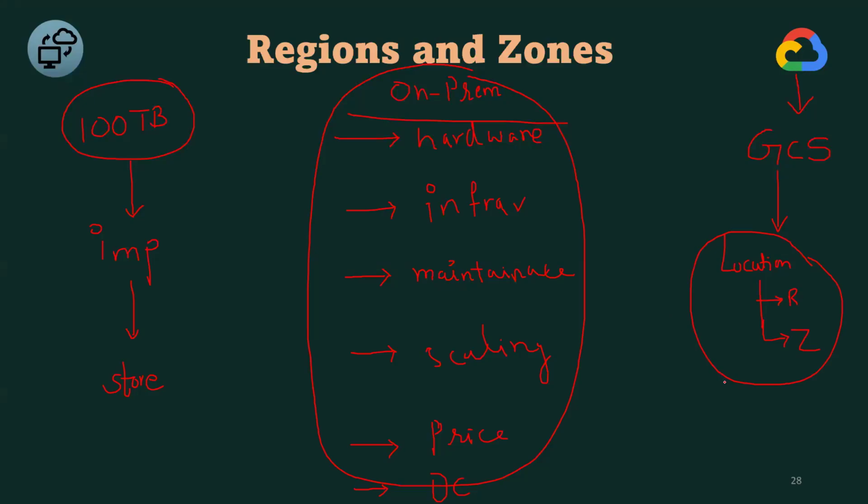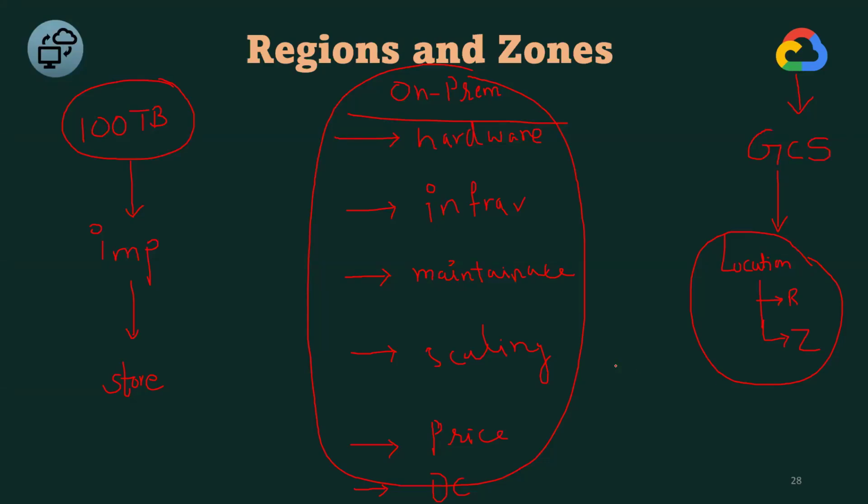Whatever the zone you are selecting, for example, you selected Europe West 2A as a zone, that means your 100 terabytes of the data is going to be available in the Europe West 2A zone only. In that particular data center. That data is going to be physically stored in that location. So this is what it means.